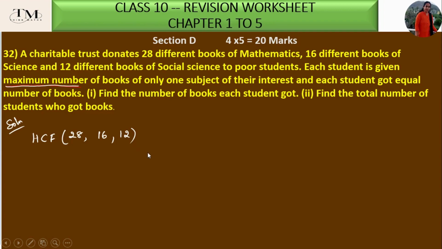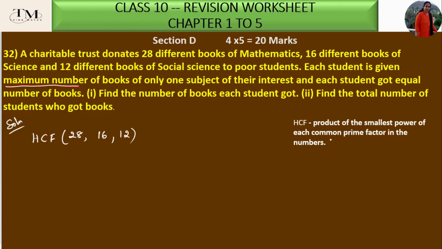So what do you mean by HCF? HCF is nothing but the product of the smallest power of each common prime factor in the numbers. Now, let us factorize these 3 numbers. 28: take first 2. 2 ones are 2, 2 fours are 8, 2 sevens are 14. So 7 is prime, stop with that. There are 2 twos, so 2 power 2 into 7.